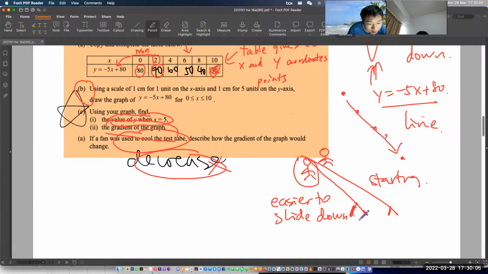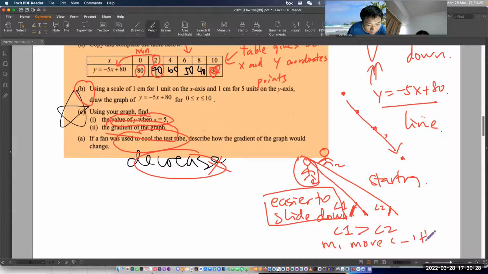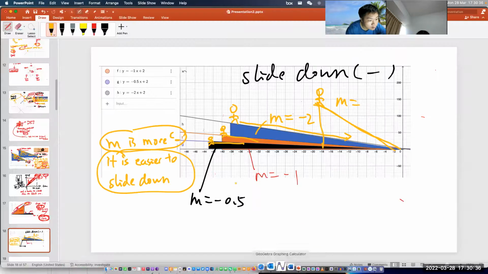Because if you measure the angle here, this angle is much bigger than this angle. So if this angle is angle 1, angle 1 is bigger than angle 2, so it's easier for person 1 to slide down compared to person 2. Therefore, gradient 1 has to be more negative than gradient 2. Similarly, when the gradient is more negative, it's easier to slide down.